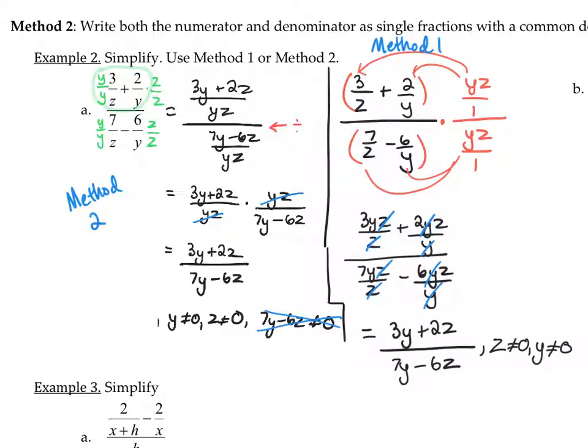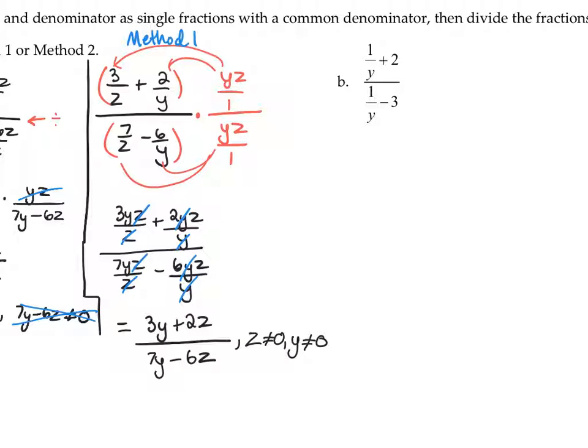And then this was Method 1. I like Method 1. It seems a little bit cleaner to me, but both methods involve multiplying by a special version of a 1. So let's go ahead and take a look at example B. I'm going to use my preferred method, which is Method 1.